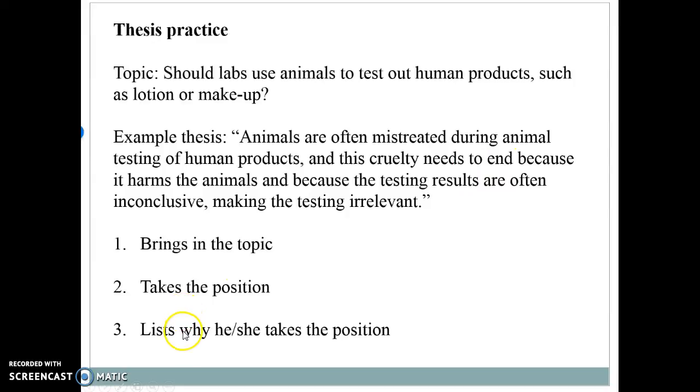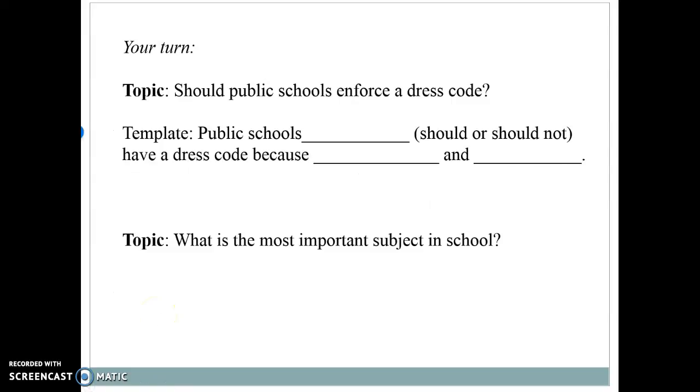The last component of a strong thesis is acknowledged after the word because. It harms the animals and because the testing results are often inconclusive, making the testing irrelevant. So this is a very strong thesis, addresses those 3 components of a strong thesis. Okay, now it's your turn.